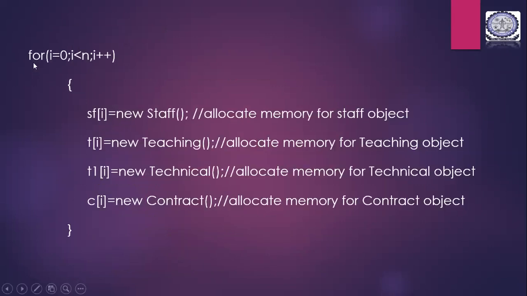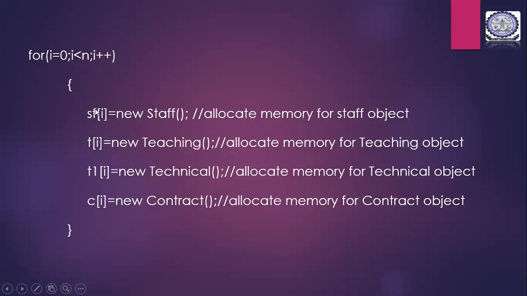So here we define the for loop for each of it. We are asking the for loop to allocate a new object for each value of I. So S of I is equal to new staff, T of I is equal to new teaching, T1 of I is equal to new technical. A constructor is given for each of the I, that is, each object of the class.